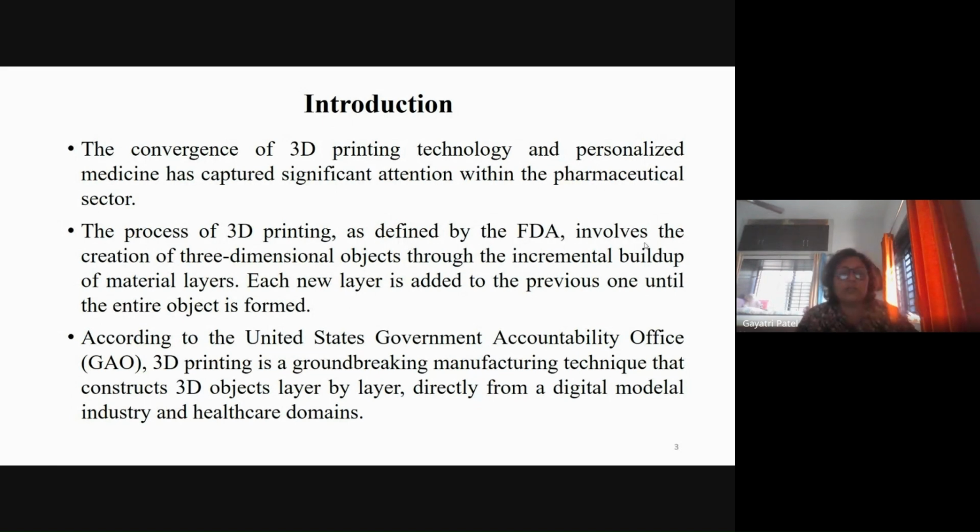The process of 3D printing is defined by the US FDA, the Food and Drug Administration, as the creation of three-dimensional objects through the incremental buildup of materials. We are adding layer upon layer, and then we form exactly the object we want to design. According to the GAO, the United States Government Accountability Office, 3D printing is a groundbreaking manufacturing technique. Again, the entire theory is layer by layer, directly from a digital model, using software-based technology like CAD, so you can have the desired shape and it results in fabrication.